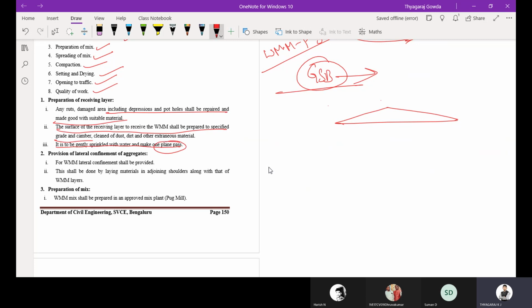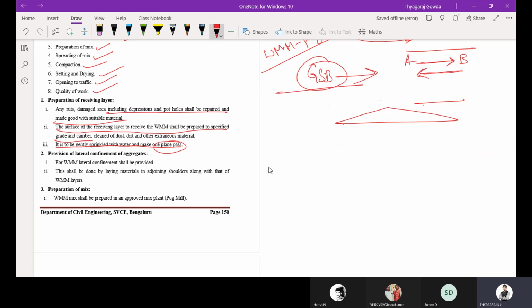So one pass, as I told, for example, this is the road stretch. Moving from A to B, from B to A, this consists of one plain pass, one pass. Moving from A to B, from B to A, that consists of one plain pass you are going to provide.